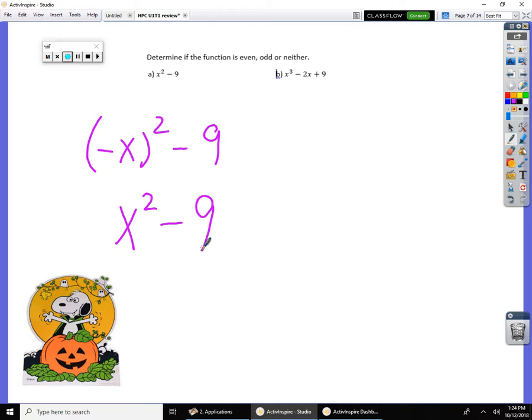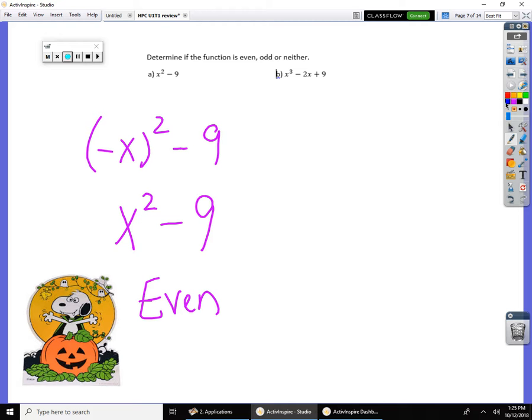Even Steven. They stayed the same. So this is an even function. If when you replace x with negative x, it stays the same, it is an even function. Even Steven. That's how I remember it.